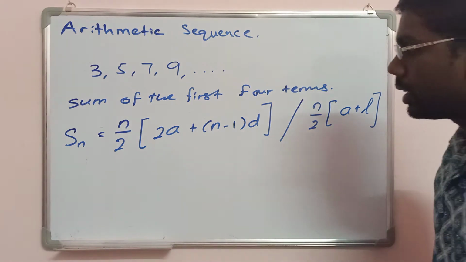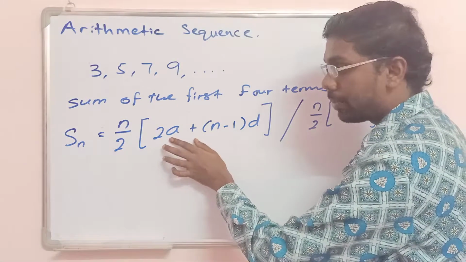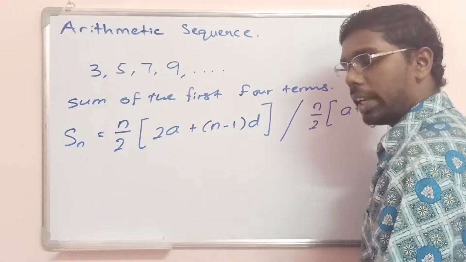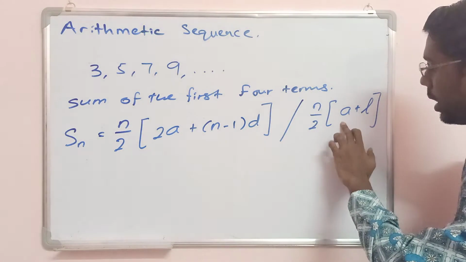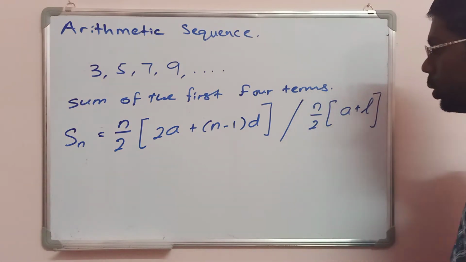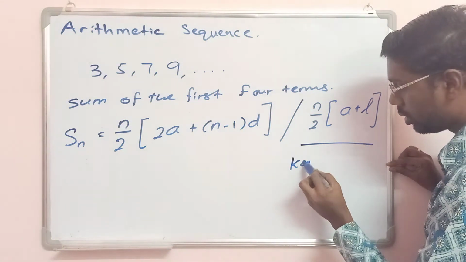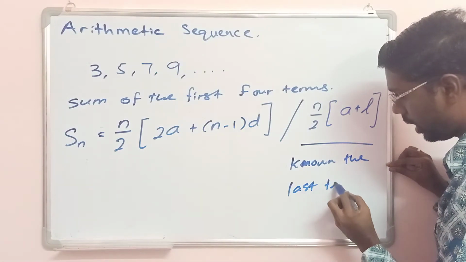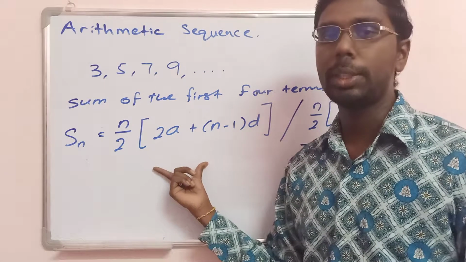Let me explain the terms. In the first formula, n stands for the number of terms, a stands for the first term, and d is the common difference. In the second formula, n is the number of terms, a is the first term, and l is the last term. This formula is useful when we know the last term. Other than that, we can use the first formula, which is much easier.